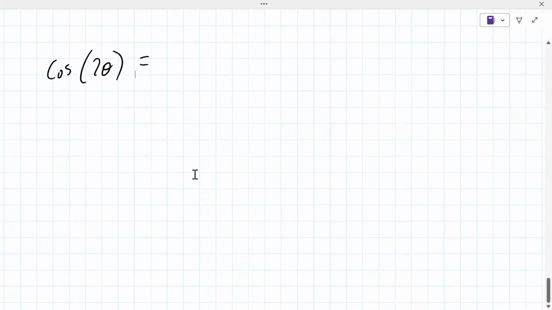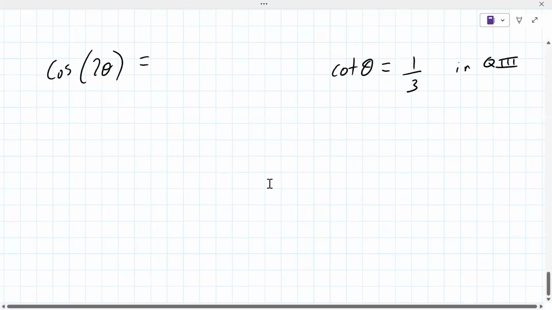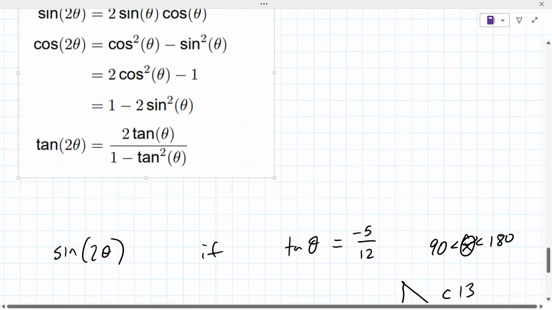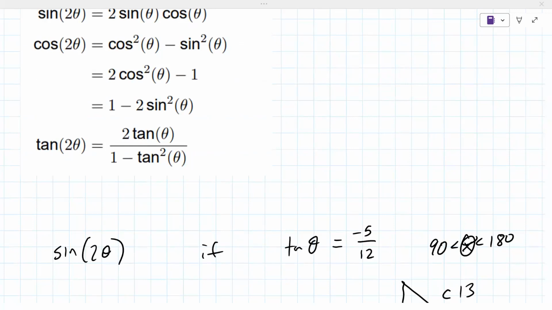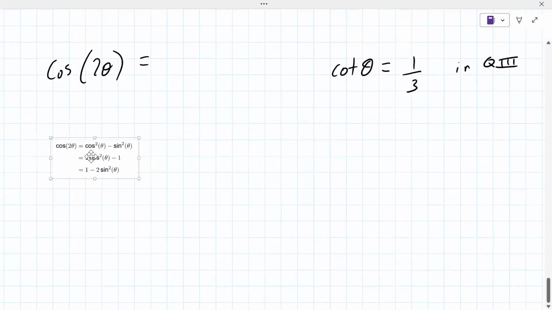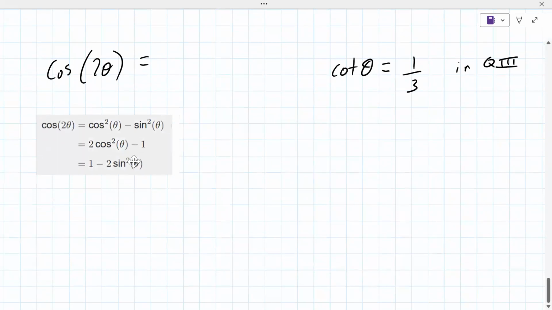I could ask you for that and tell you that the cotangent of theta is 1/3 in quadrant 3. Sometimes it'll just tell you which quadrant you're in. So when we go back to our formulas here, let me snip the cosine ones in. You can see that there are 3 formulas for cosine. Which one should you use? It depends on the problem. Sometimes it'll be obvious. You can derive all of them from the first one, but that's a lot of work.